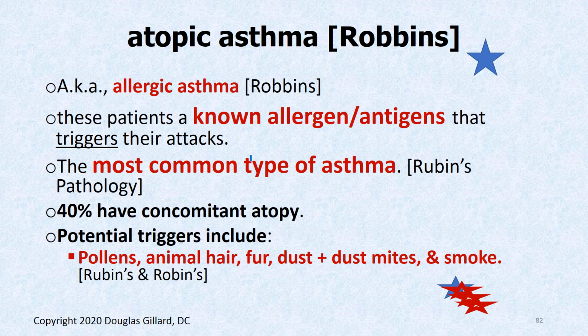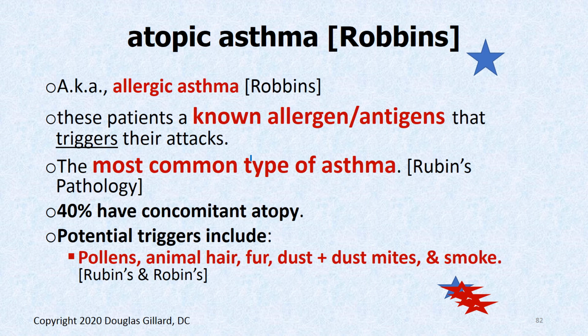Atopic asthma, there is a known allergen. There's something that stimulates the asthma attack that they have to be careful of. 40% of these patients have atopy. Concomitant means, you know what that means, atopy. Potential allergens that can set off an asthma attack.